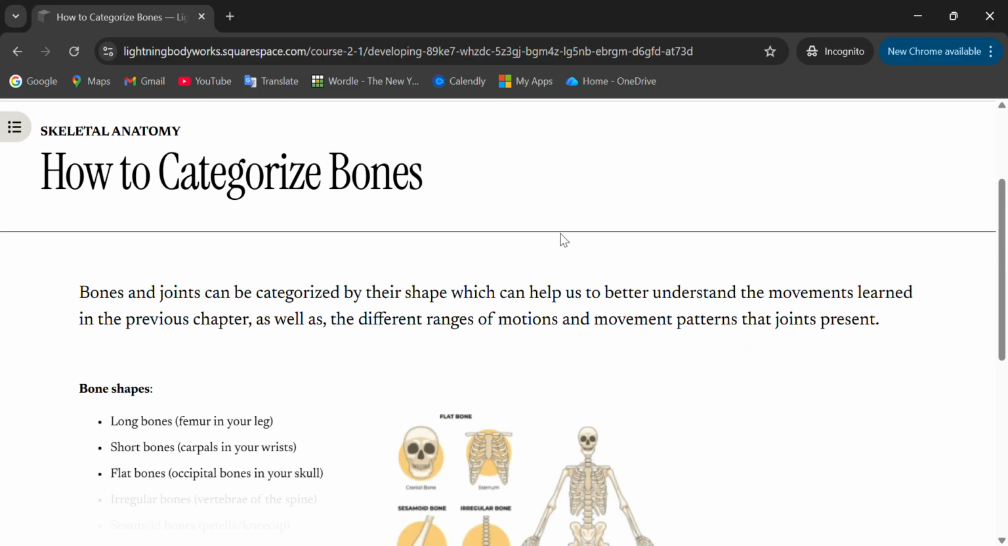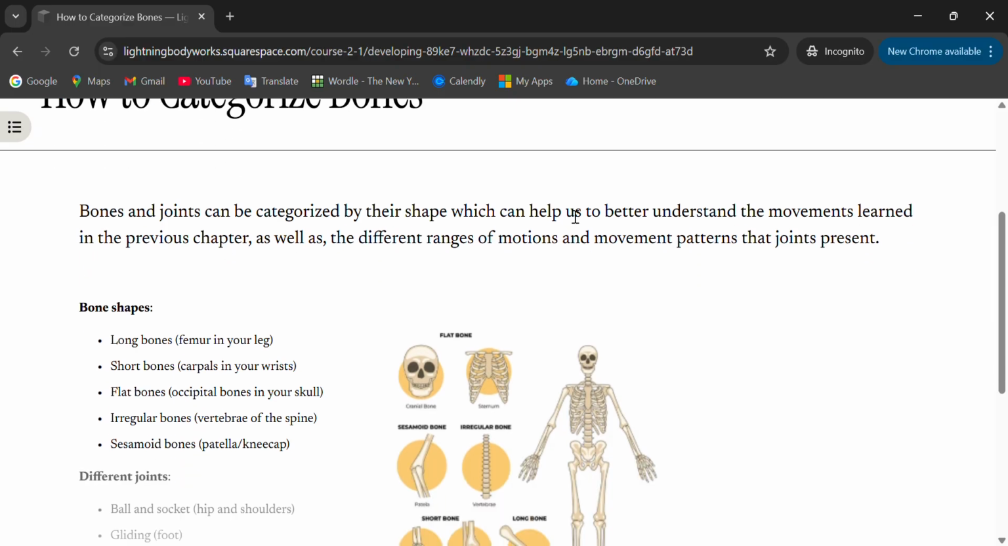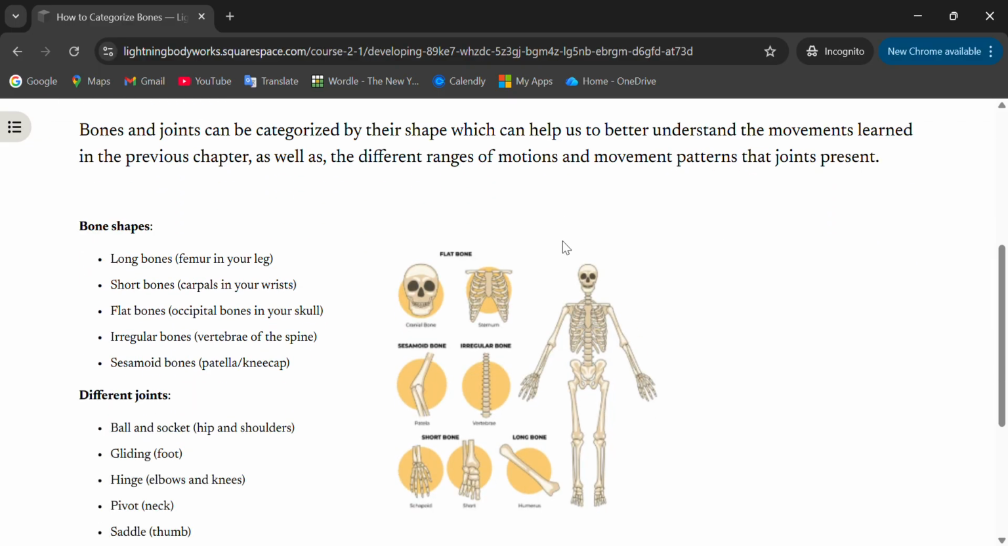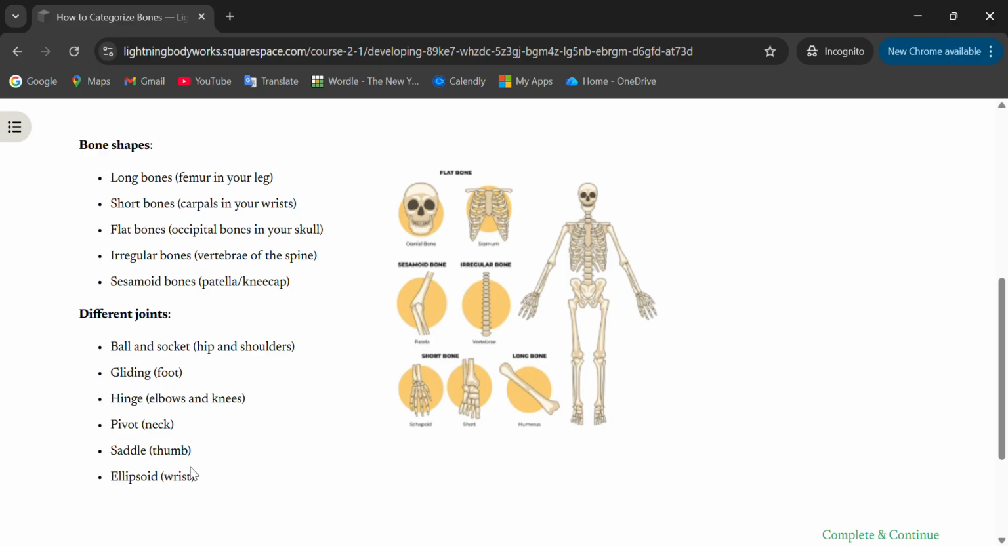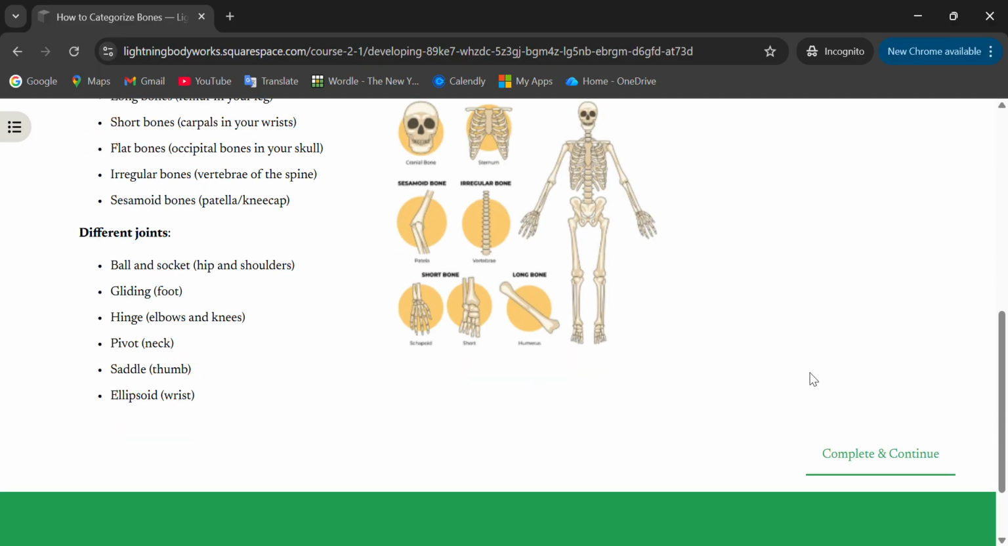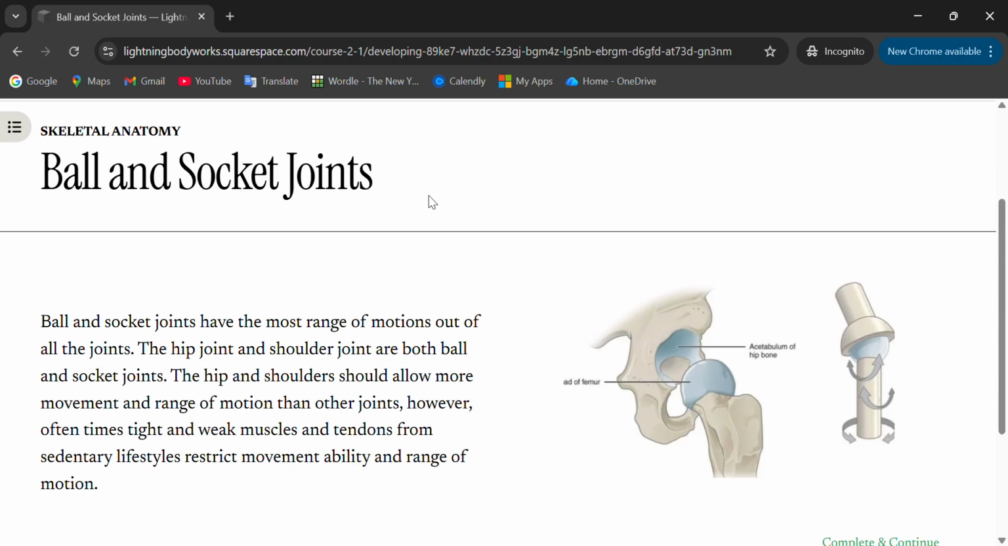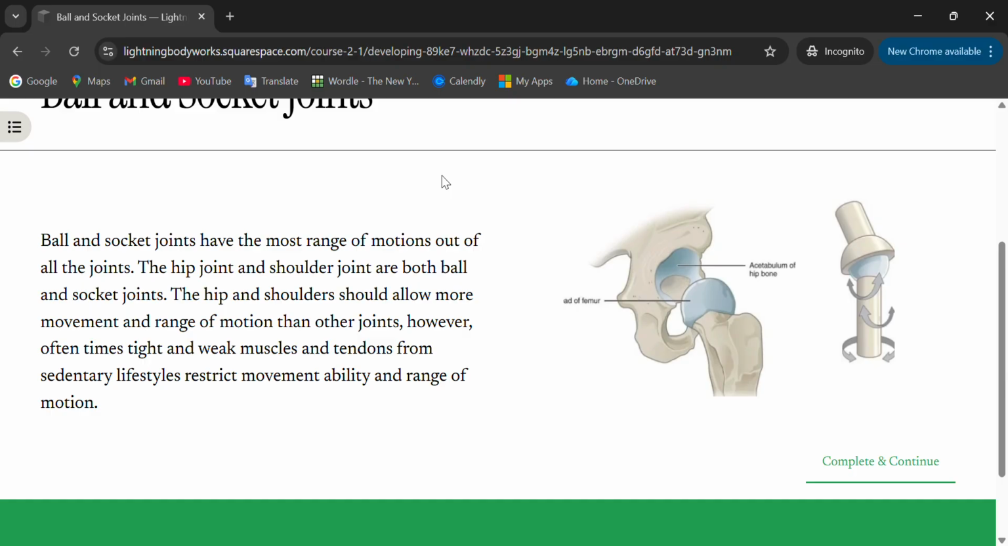So how to categorize bones? By their shape and by the different joints. First we have ball and socket joints, so your shoulder joint and your hip joints. These have a very great range of motion. However, oftentimes tight and weak muscles restrict movement ability, which you can regain.